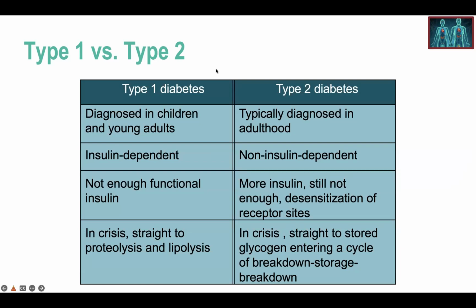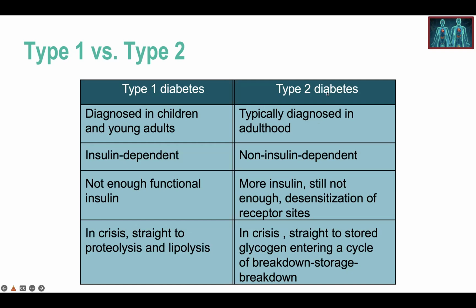That's really traditionally what we talked about, the difference between the type 1 and the type 2 diabetic who are hyperglycemic. Traditionally, this was actually diagnosed in children. It was generally called juvenile diabetes or non-obese diabetes. These were individuals who had failure to thrive. They were unable to thrive because they did not have enough insulin, okay? And in crisis, remember, they go straight to proteolysis and lipolysis.